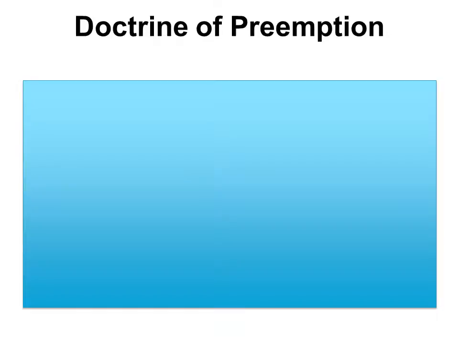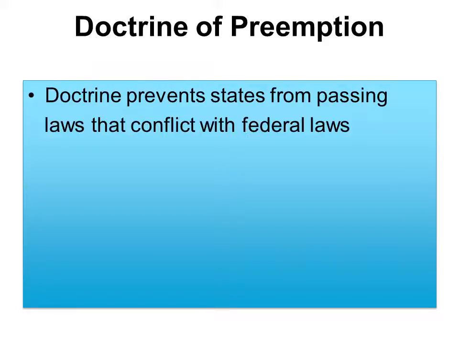Now, next we go into the doctrine of preemption. The reason the doctrine of preemption is important is because, as we've discussed already, the states can make laws, and so can the federal government. And, as you know, there are situations where the necessary and proper clause comes into the case. But what's really essential to understand here is that the laws of the states cannot conflict with federal laws.